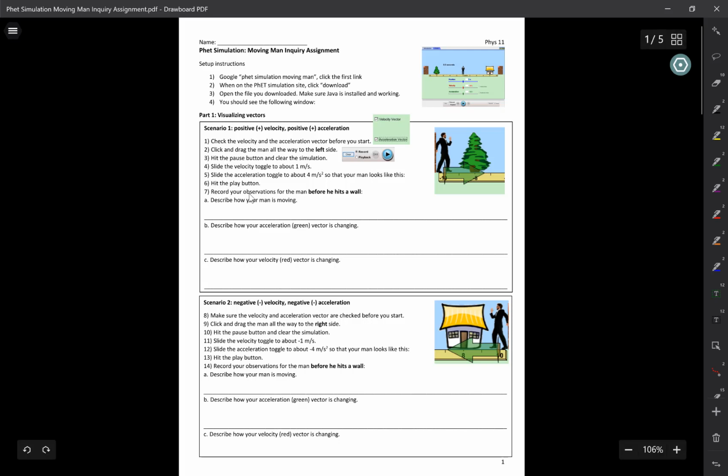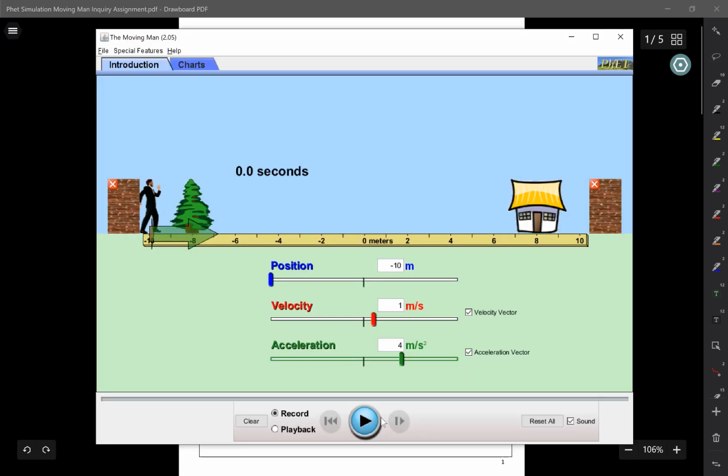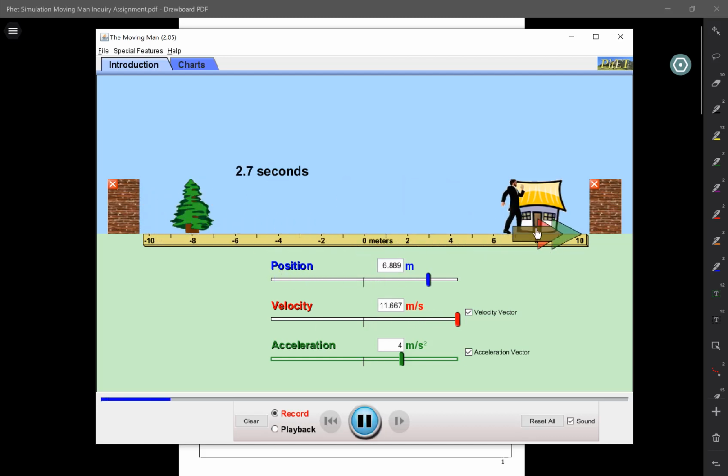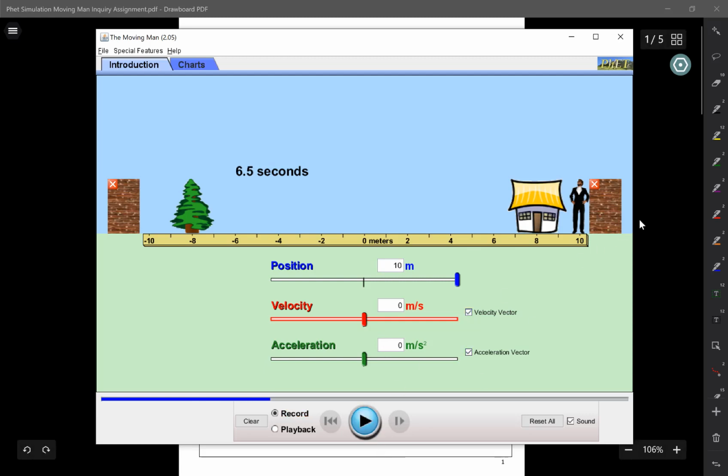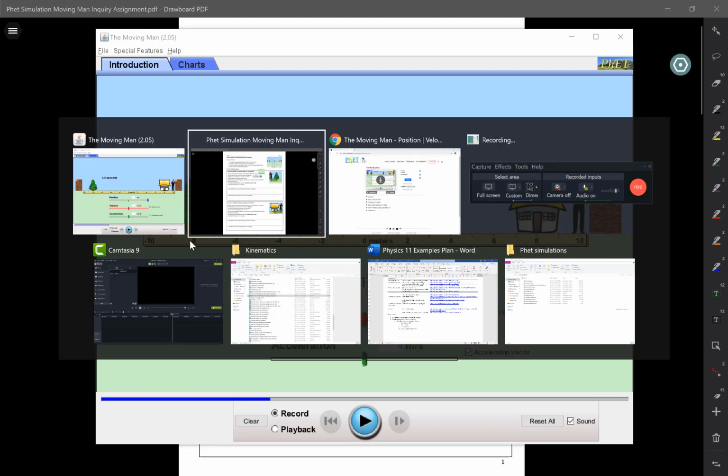So we're going to record your observations for the man before he hits a wall. Okay, play. Notice how his red arrow is changing, his green arrow is not changing. And if you caught that, at the very end when you crash into a wall, you see a big green arrow. Now, it's very hard for us to see, and I think it's going to be more apparent when we do the second half of the assignment, where we can talk a little bit more about that.